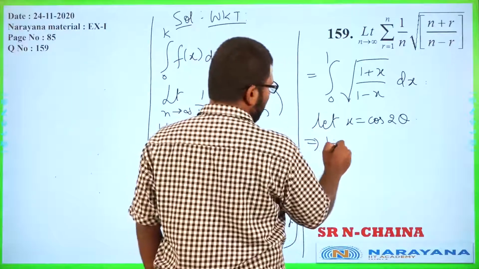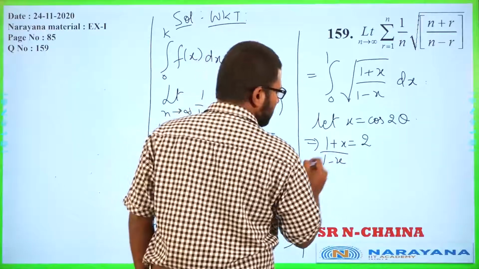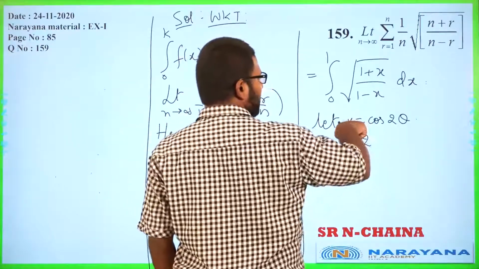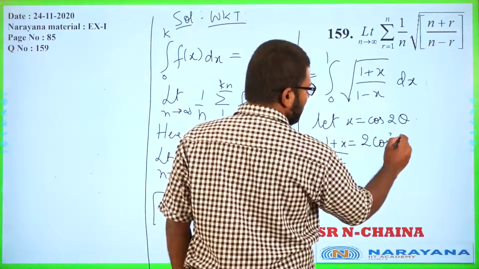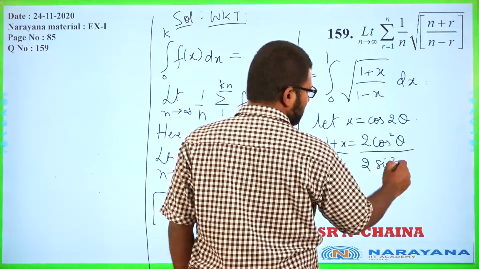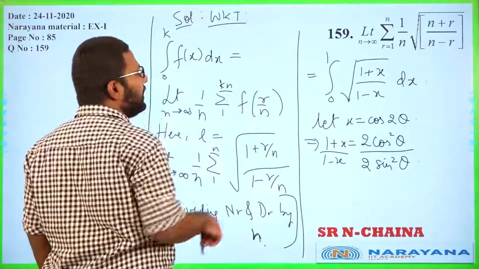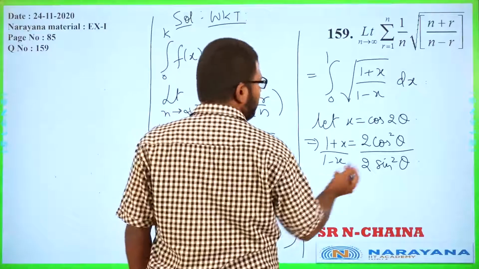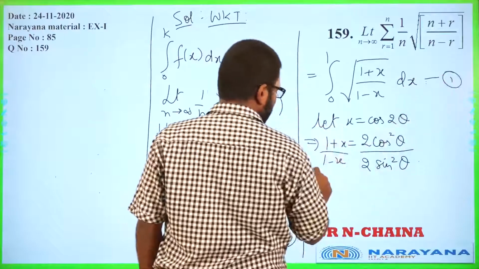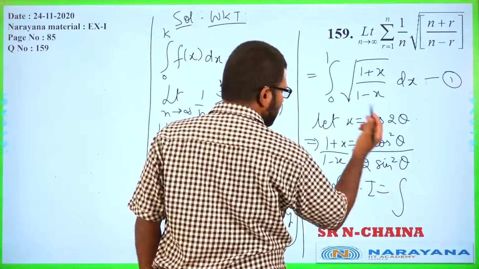Which means 1 plus x upon 1 minus x would be 1 plus cos 2 theta, which is 2 cos square theta, and 1 minus x is 2 sin square theta, right? 2 will get cancelled. When you take the square root, you will get only cot theta. Make it as 1. From 1, I would be equal to integral.